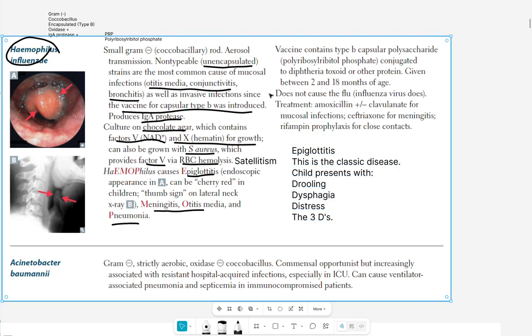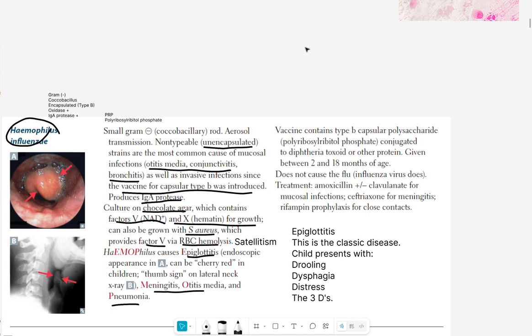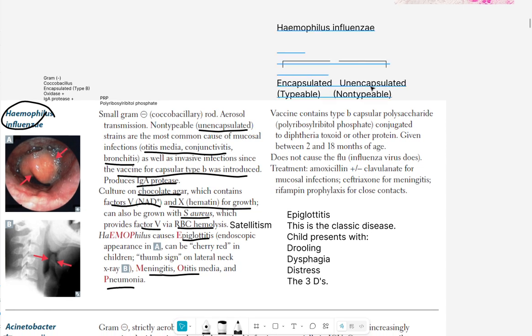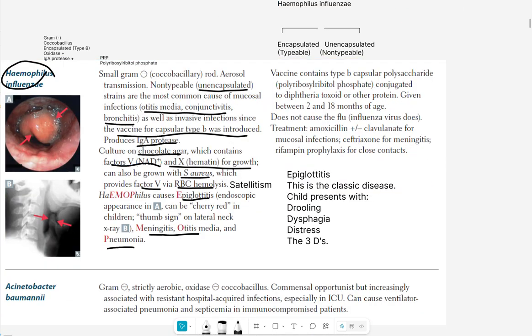In order to understand the vaccine, it's important to understand that there are two major forms of Haemophilus influenzae: an encapsulated type and an unencapsulated type. The encapsulated type is typable, but the unencapsulated type is non-typable. There are several capsule types, but type B, the HIB, is the dangerous one. Historically, it caused meningitis, epiglottitis, and sepsis in young children.